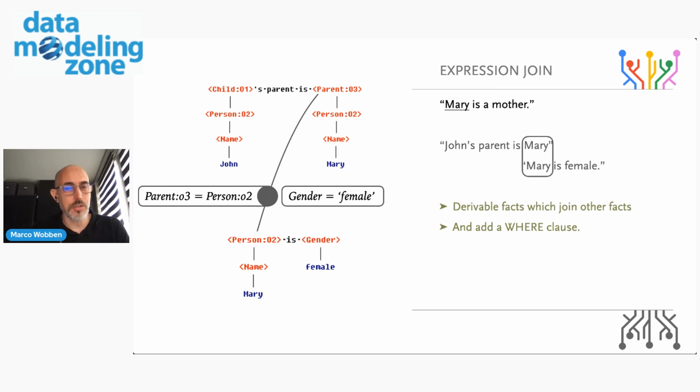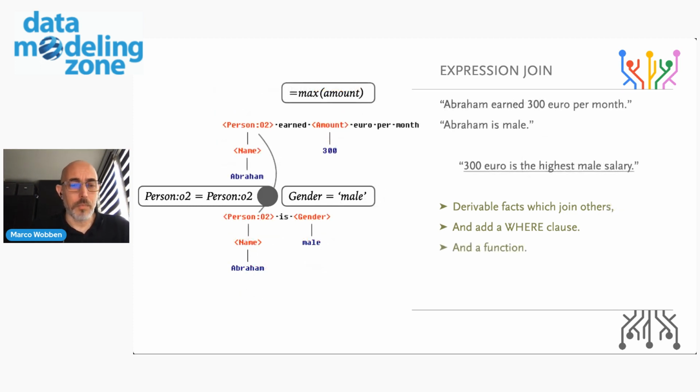I have another fact that says Mary is a mother. For that, I need to have two statements: John's parent is Mary, and Mary is female in this case. If I join those on the parent person function, and I add the where clause that says the gender is female, I end up with the population for Mary is a mother. So it joins different facts and it adds a where clause. All good and well, but we have more to come here. Let's take another example.